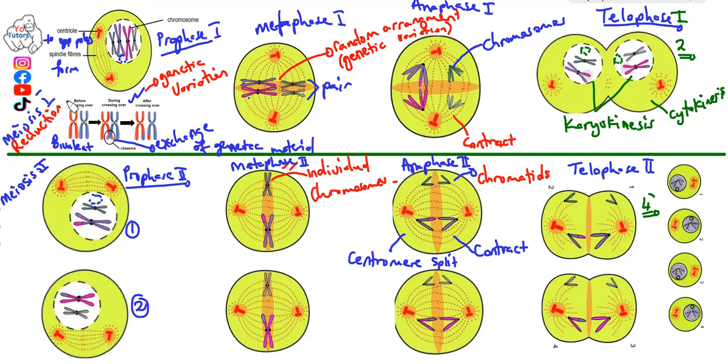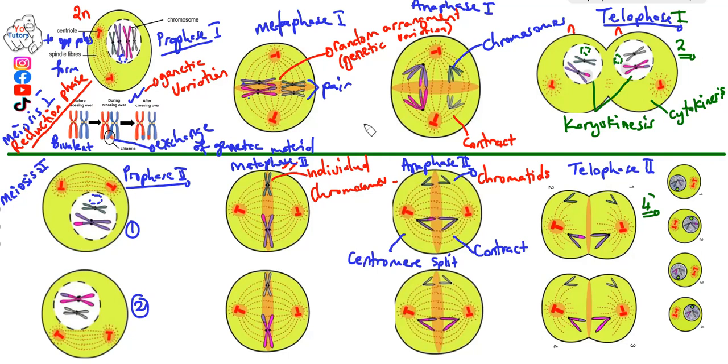Reduction phase. What do I mean by this? What I mean by this is that the mother cell here is 2n, and the daughter cells here are n and n. So there's already a halving of the number of chromosomes. Here we're saying the mother cell is 2n and the daughter cells are n.